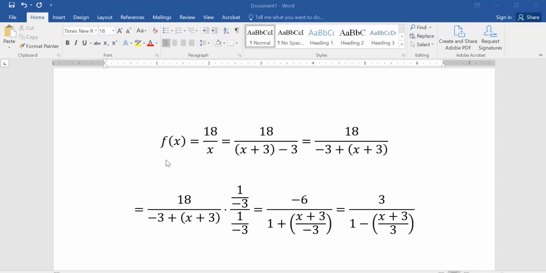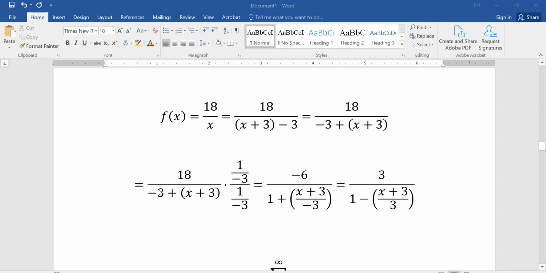All right, here's the solution. If you are going to center at -3, then you're going to replace x with an x plus 3. Now, we added 3 to the denominator of the function in order to do that. So to undo that, we have to subtract 3. So we're going to get 18 over -3 plus quantity x plus 3.